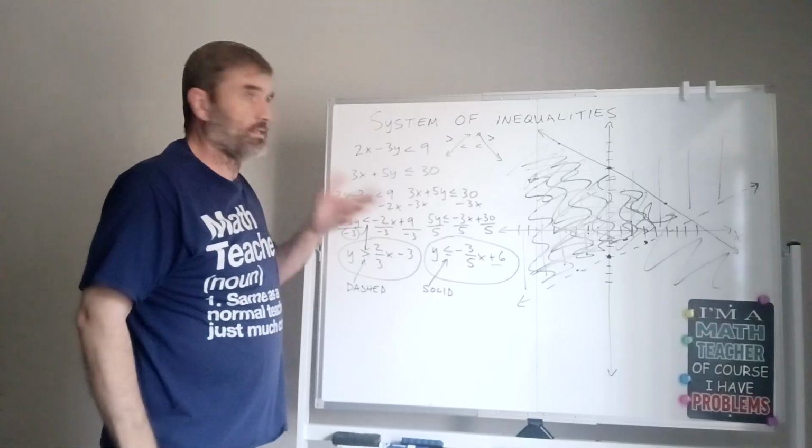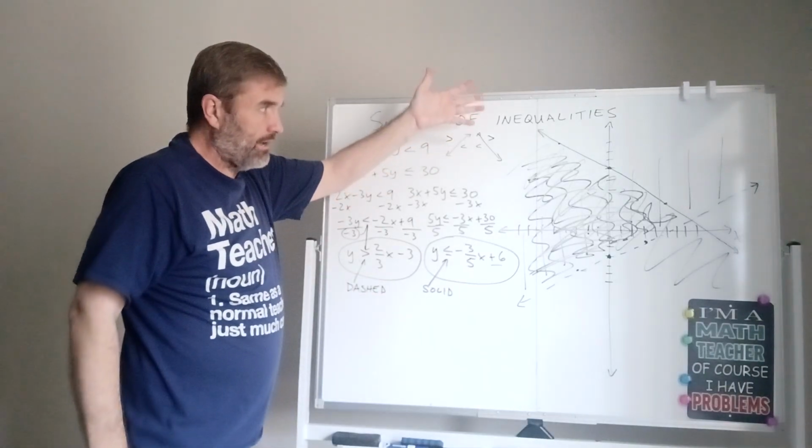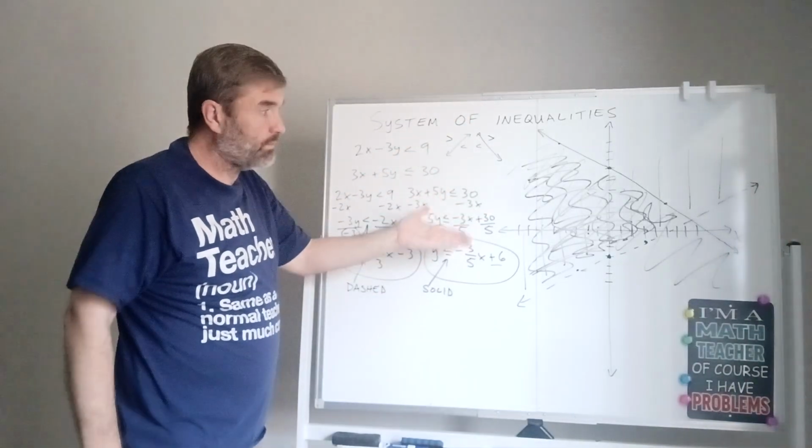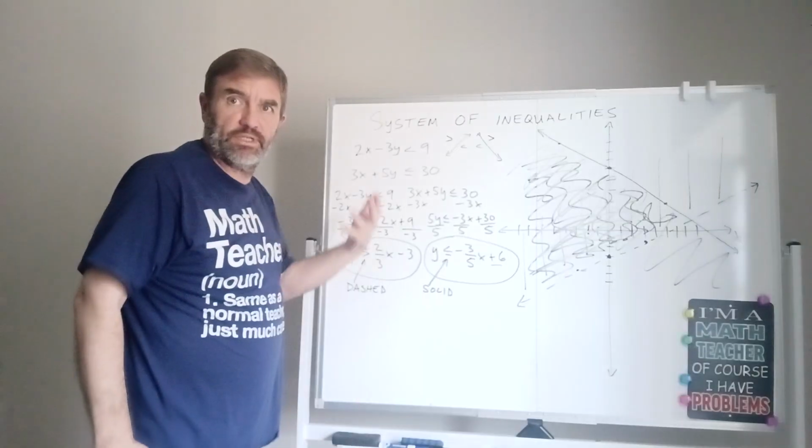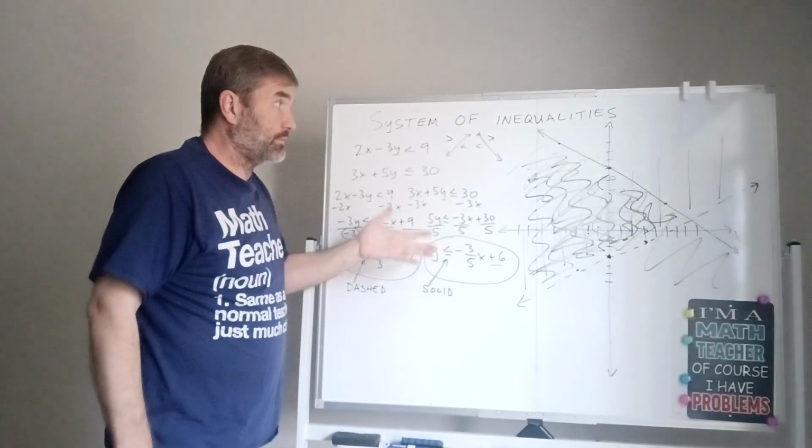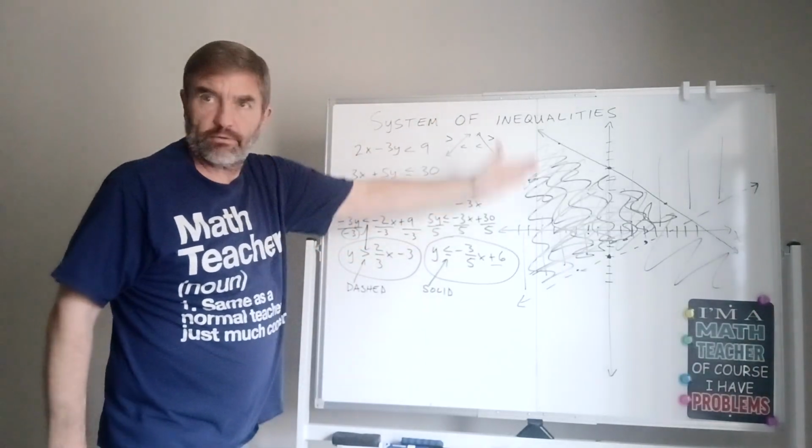And if you were on a standardized test, you'd have 4 or 5 graphs to choose from, and you would have to choose that graph. You wouldn't necessarily have to do it yourself. Now, if you're in a free response situation, you would have to draw the graph yourself.